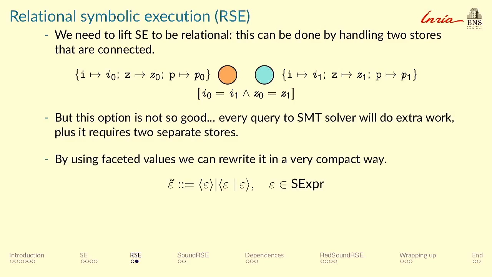So what we can use is these faceted values, which allow us to write in a more compact way. Now we can combine them into a single symbolic store that has these faceted values. For I and set, we just put one value, and this tells us that I and set are low confidentiality in the program, and P is of high confidentiality. And we have an empty symbolic path, so we made it simpler.